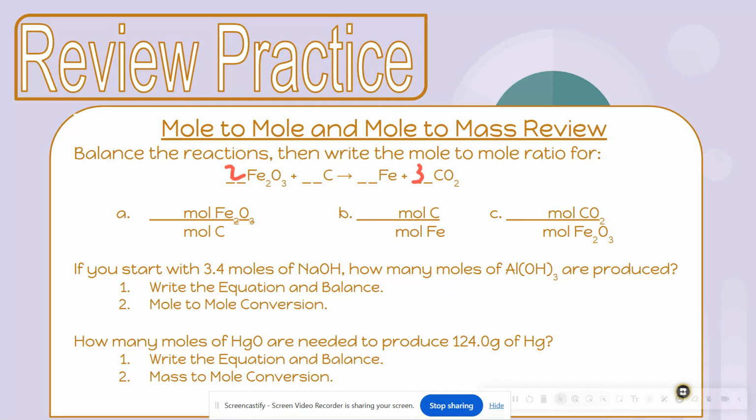My iron is going to be 4 on one side, so I put 4 on the other. Now my carbon is 3 on one side, so I put 3 on the other. Then I'm going to fill in my mole ratios. I have 2 Fe2O3s for every 3 carbon. I have 3 carbon for every 4 Fe's. I have 3 CO2s for every 2 Fe2O3s.